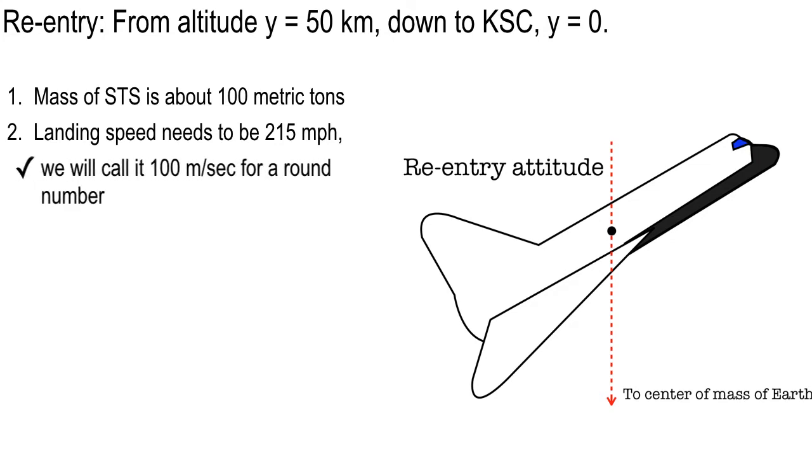Now, we're going to round that off to 100 meters per second. So 100 meters per second would be about 227 miles per hour. So we'll call it 100 meters per second. That's close enough for government work. And when you land at Kennedy Space Flight Center, y equals 0, so the potential energy is 0, because you've lost it all. You're down at sea level now.